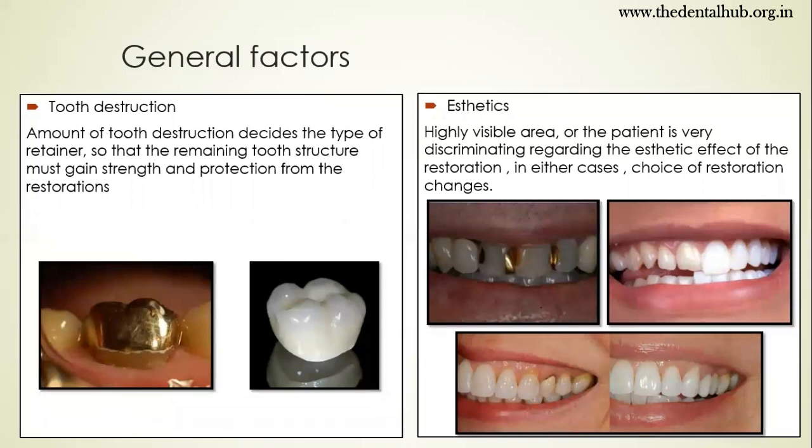Moving on to the general factors. As and when our patient comes, we can evaluate very easily how much is the amount of tooth destruction. This will directly decide the type of retainer so that the remaining tooth structure must gain strength and protection from the restoration. Then aesthetics. In a highly visible area, or if the patient is very discriminating regarding aesthetic effect, the choice of restoration will automatically change. Like in this image, we know the patient's smile is worth $1 million, but we really don't need to show it, right? So we can always switch from gold or cast metal restorations to more aesthetic restorations.